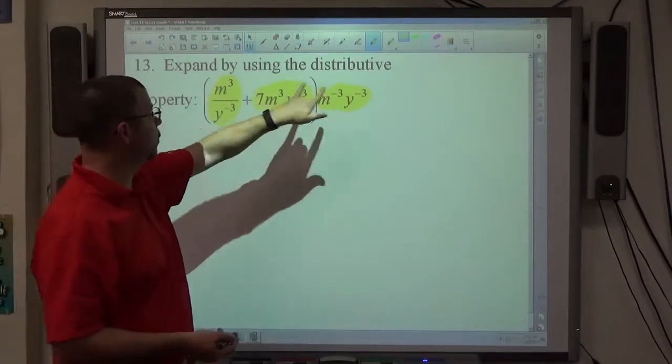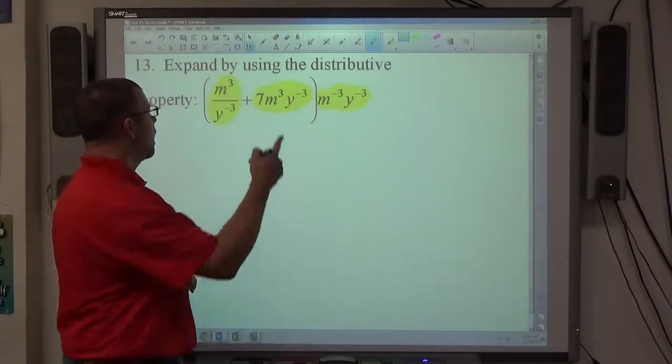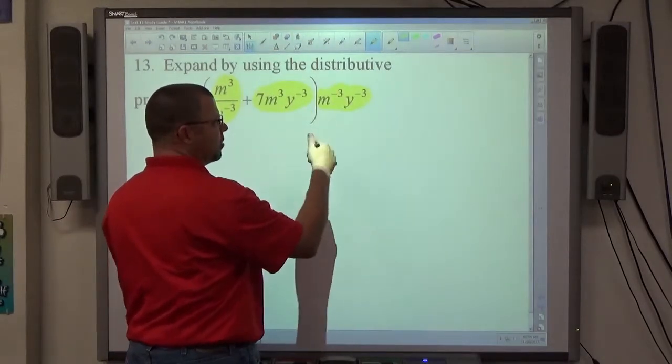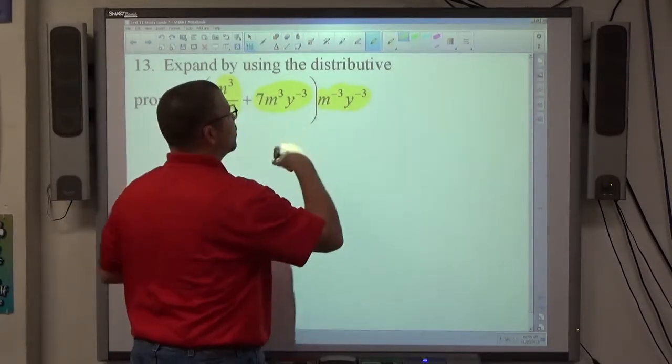Negative third power, both negative third powers. This is in the bottom, belongs on top. Both of these are top objects. There's no fraction, so it's understood top. So both of these things are going to move to the bottom.